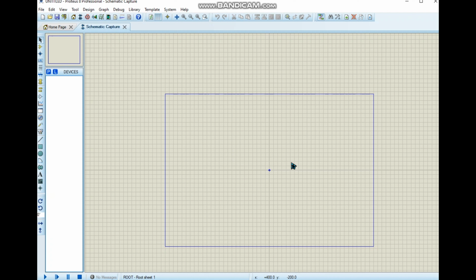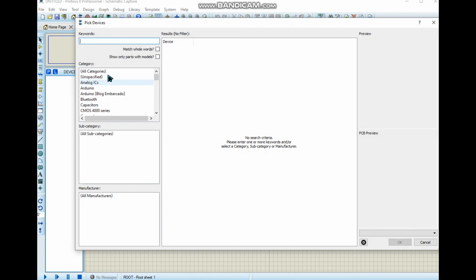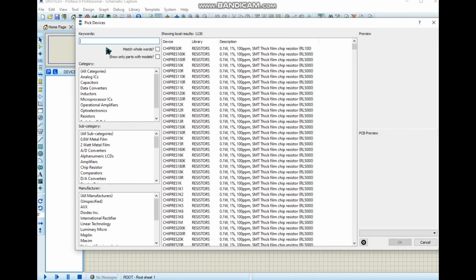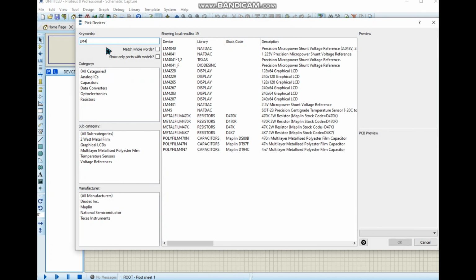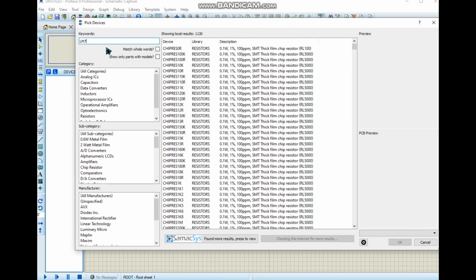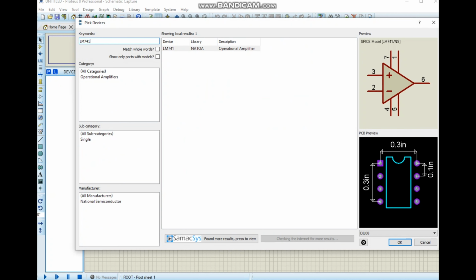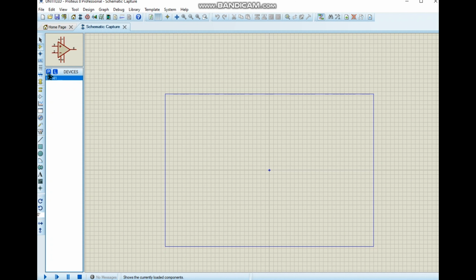We know the inverting operational amplifier. What is an inverting operational amplifier? We know the theoretical value, so we pick up a component. In this project we pick up the active LM741 op amp. We know LM741, firstly we pick it up. We know the 741.